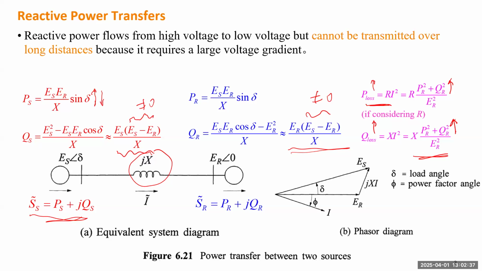So here we have two conclusions. The first one is that reactive power flows from a high voltage to a low voltage, but cannot be transmitted over long distances because it requires a very large voltage gradient. So if you want to intentionally deliver reactive power from one point to another point, based on this formula you can calculate how large a voltage gradient you're going to generate, divided by the reactance, the total reactance along the path. You need to make that answer the same as your target, okay?